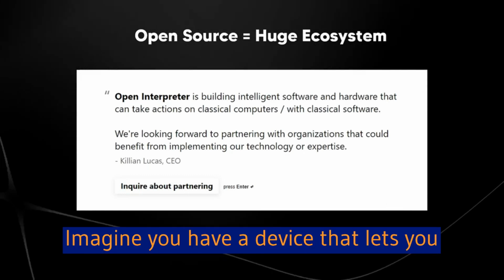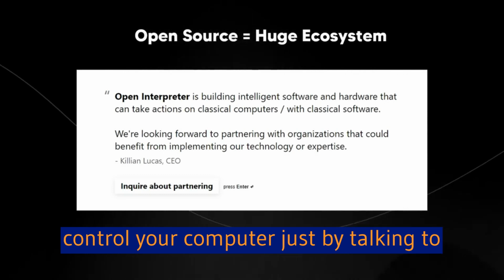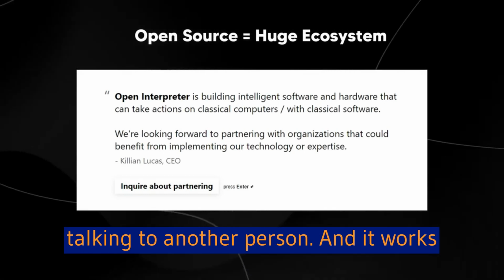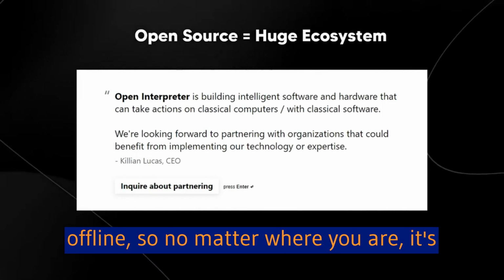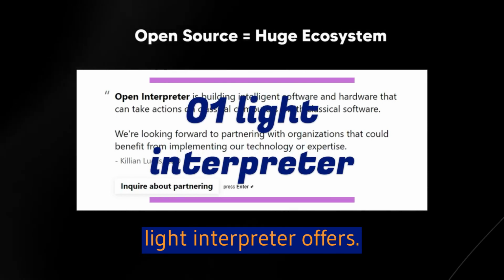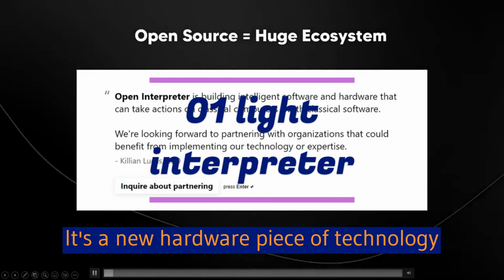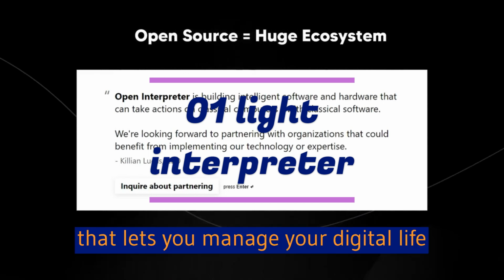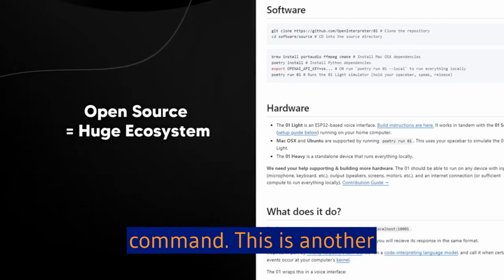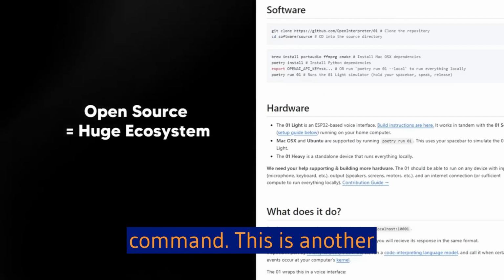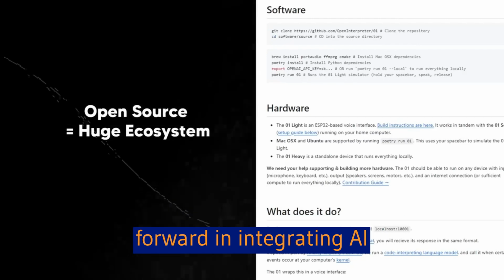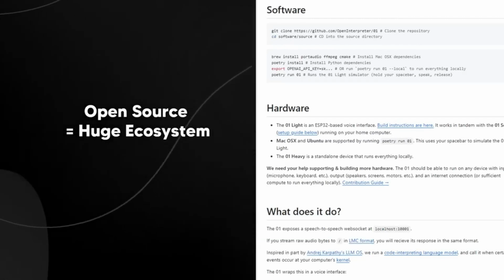Imagine you have a device that lets you control your computer just by talking to it with natural language, as if you are talking to another person, and it works offline. So no matter where you are, it's active and working. That's what the O1 Light Interpreter offers. It's a new hardware piece of technology that lets you manage your digital life using simple natural language voice commands. This is another AI breakthrough and a big step forward in integrating AI into human life.